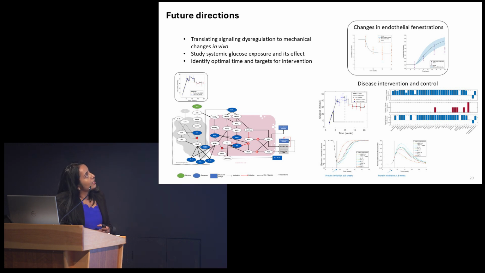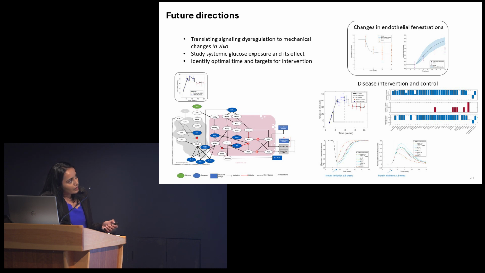And lastly, some of the ongoing and future work to expand this model is translating the existing model that we fitted to in vitro data to study mechanical changes within the cells. By that I mean the structural changes observed in the fenestrations or pores of the glomerular endothelial cell layer, looking at the effect of systemic glucose exposure and how it may cause signaling dysregulation, and also figuring out pathways that may connect signaling dysregulation with mechanical changes.